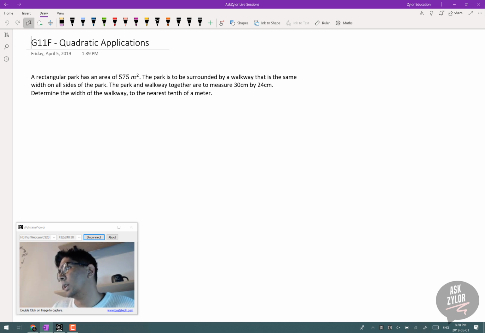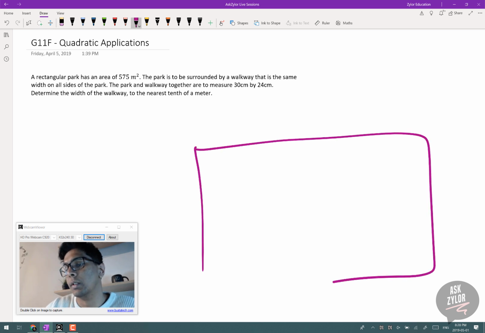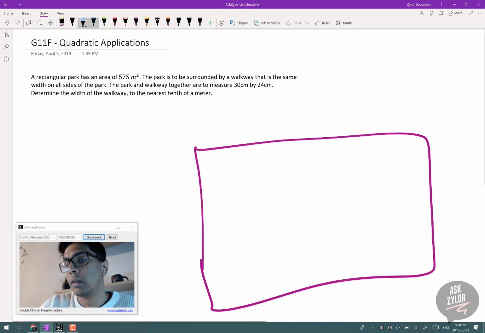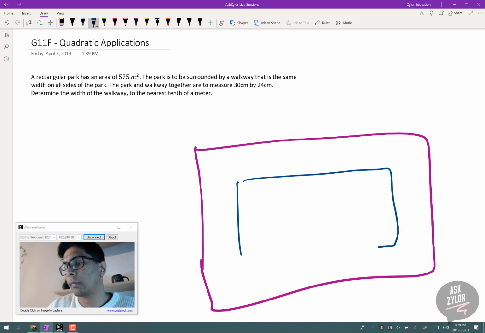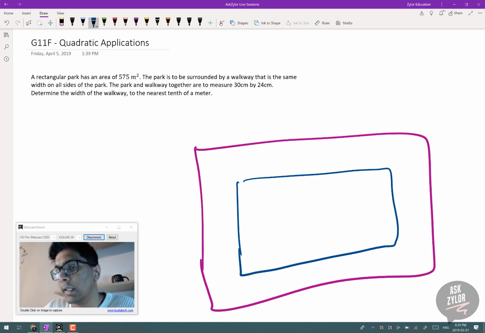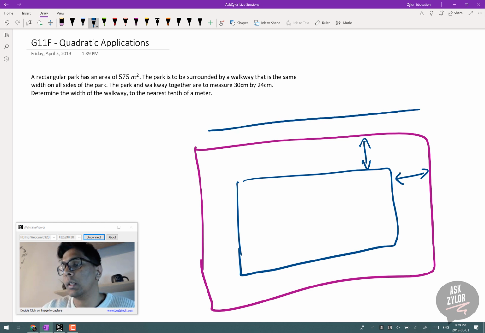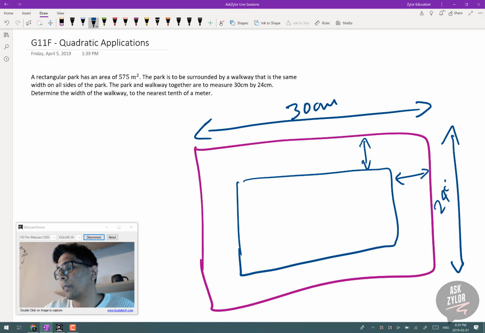So let's draw a brief diagram just to describe what we're dealing with. So this is the rectangular park. So we're surrounding that with a walkway that's the same width on all sides. So this width is the same as this width. The park and the walkway together are to measure 30 centimeters. So let's say this is 30 centimeters by 24 centimeters. Determine the width of the walkway. So I'm going to say the width of the walkway is x.